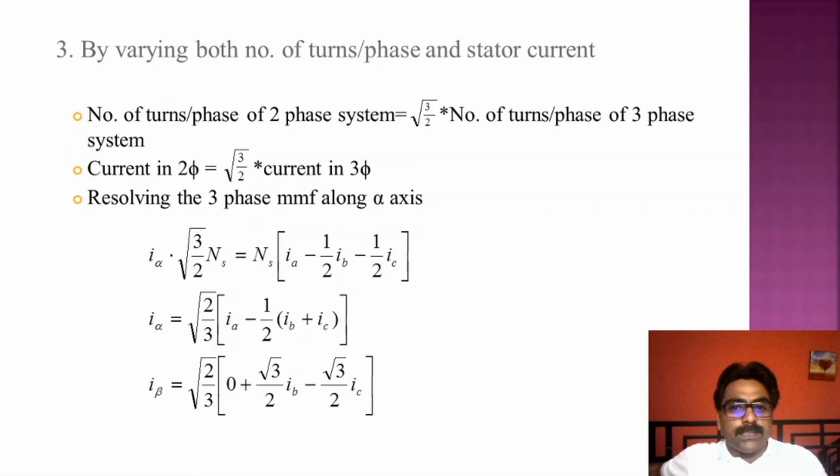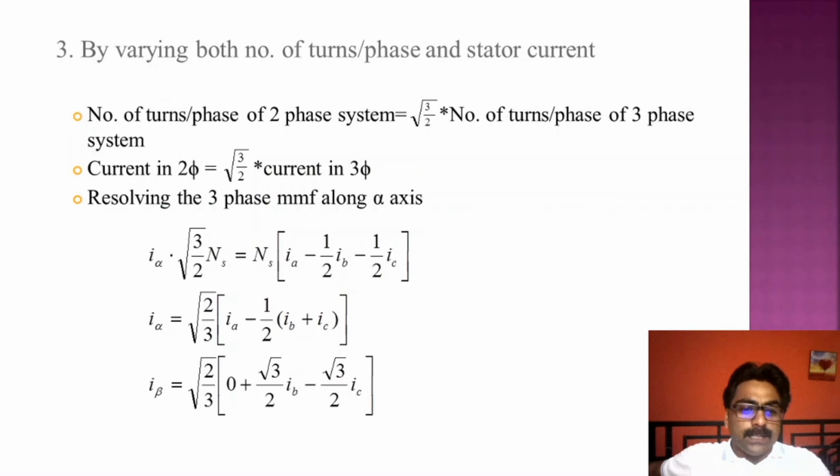The equivalent equation: we are simply substituting the values of the two phase system and three phase system, so that we get I alpha into root 3 by 2 Ns is equal to Ns into Ia minus 1 by 2 Ib and minus 1 by 2 Ic. By rewriting the equation, we can cancel Ns from both the left hand side and the right hand side. So obviously we will get the final equation of I alpha equal to square root of 2 by 3 into Ia minus 1 by 2 Ib minus 1 by 2 Ic. So the additional term which comes here is square root of 2 by 3.